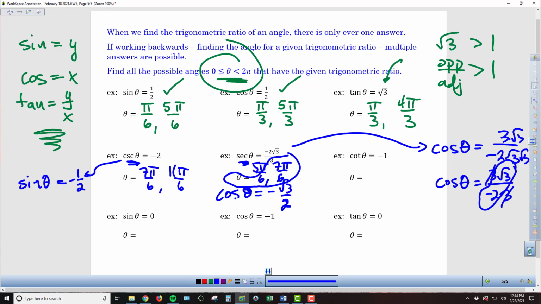For cotangent equaling -1, so for us to end up with a ratio of -1, remember cotangent is going to be the reciprocal of tangent, so it's going to be x over y. And so to get an answer of -1, that means I need the same x and y coordinate so that when I divide, I end up with 1, but I need one of them to be positive and one of them to be negative. And so if we look at the unit circle, it's all of the 45s, or the over 4s, if you will, that we end up with the same x and y coordinate, but it's in the second and fourth quadrants where we have the opposite positive negative signs.